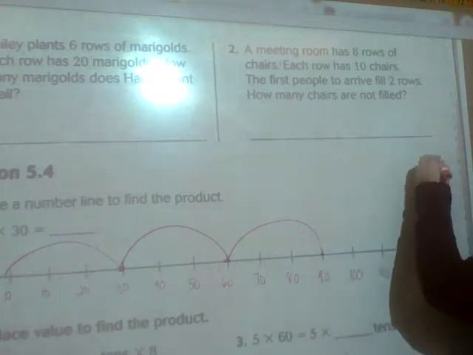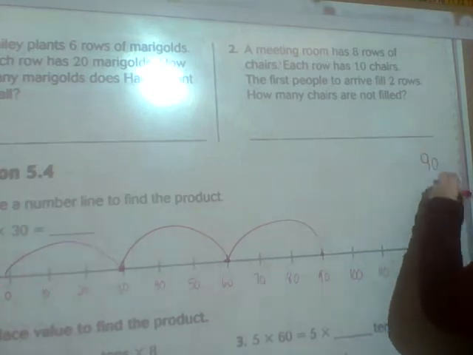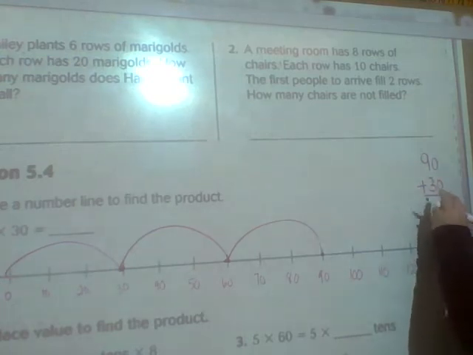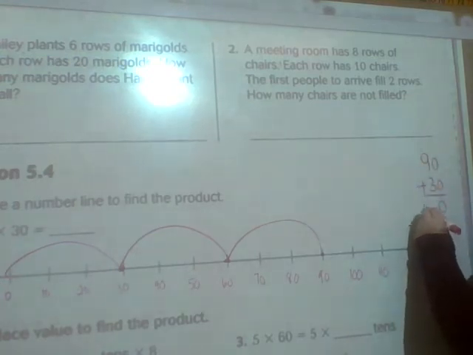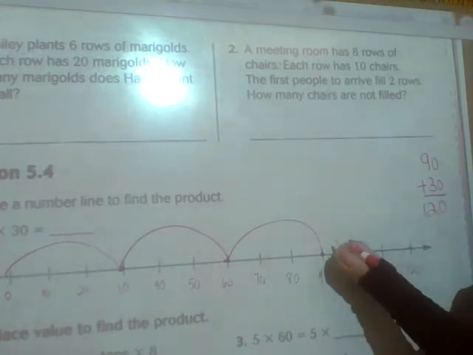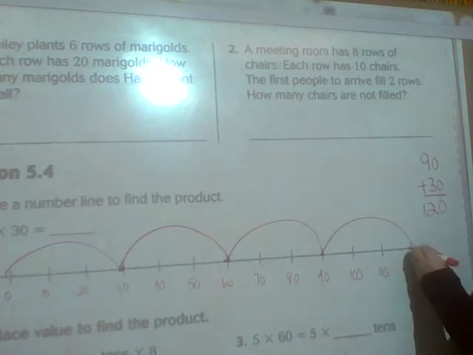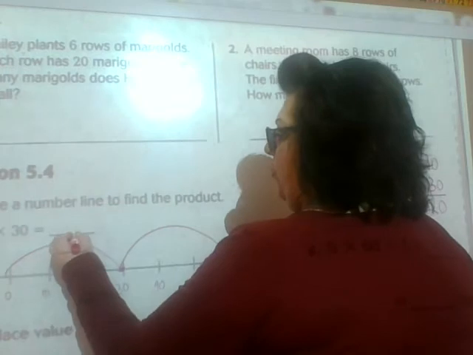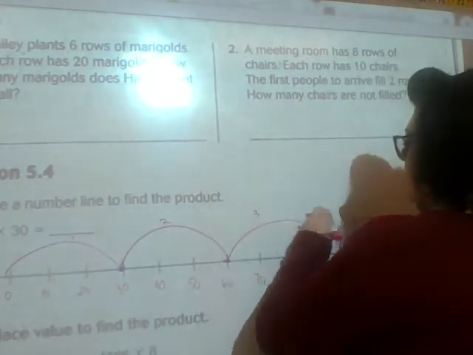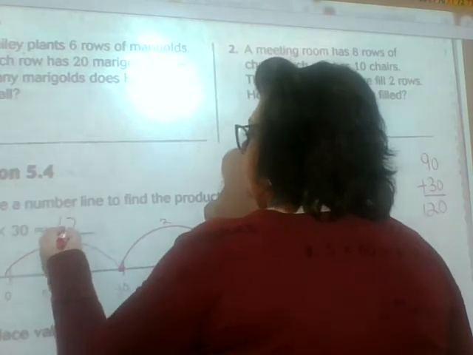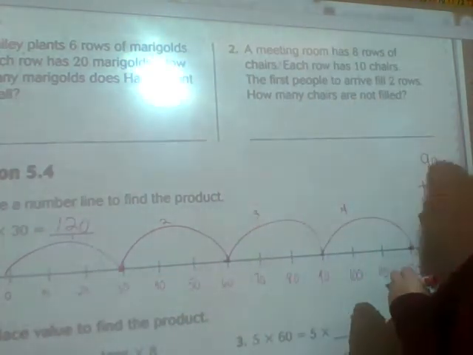And I'll show you that over here. Let's say we didn't know and that was confusing us. We could say 90 plus 30. 0 plus 0 is 0. And 9 plus 3 is 12. So there's our 120. We're going to make a fourth jump of 30. Did we make 4 jumps of 30? Yep. 1, 2, 3, 4. So 4 times 30 is 120 using a number line.